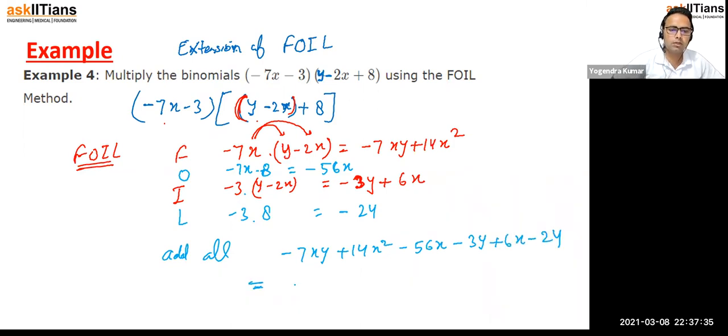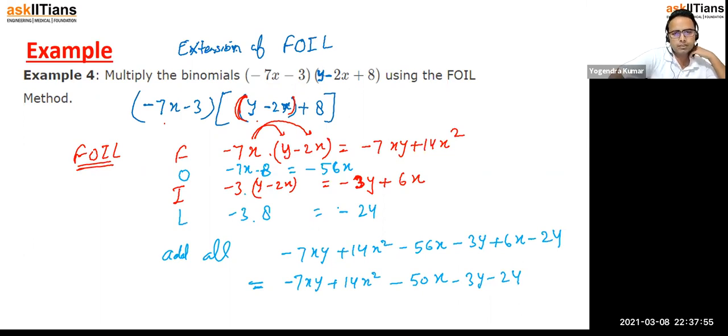So finally, what do we have? Like terms, we will add them. Otherwise, we can leave the answer like this only. So minus 7xy plus 14x square. Now here it will be minus 50x minus 3y minus 24. This is what our final answer is, right? So this is how you can do it, right? I hope you are getting it. Okay, you're understanding it, right?